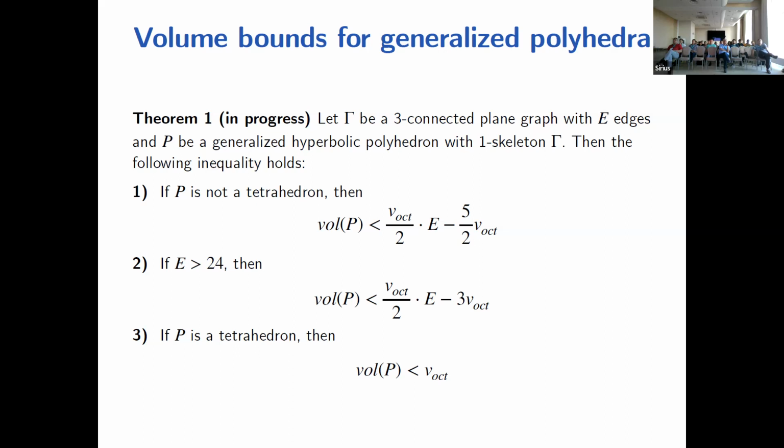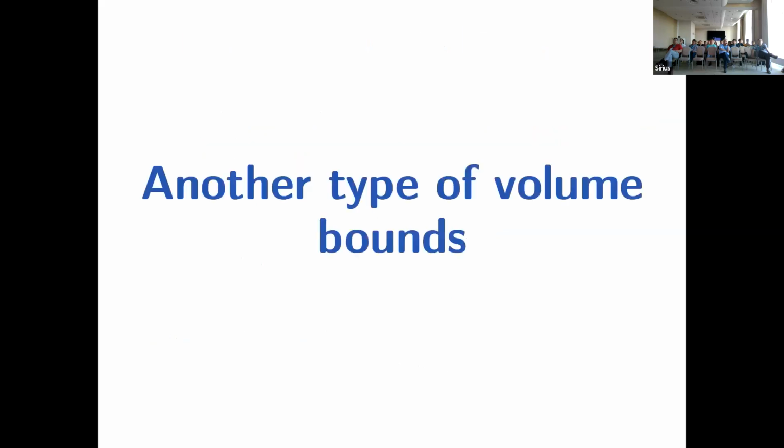There are 3 points because we have this theorem, and they are not true for all polyhedra. So for example, if P is not a tetrahedron, so the medial graph is not the graph of an octahedron, then we can write this volume bound. It's written in terms of the number of edges, because the number of edges in the initial graph corresponds to the number of vertices in the medial graph. If the number of edges is larger than 24, we can write this one. And if P is a tetrahedron, we already know that the volume of P is less than the volume of an octahedron.